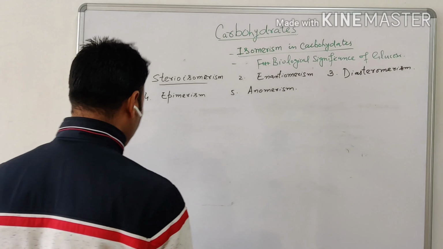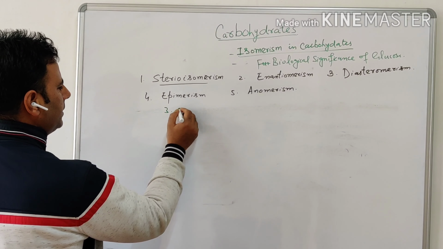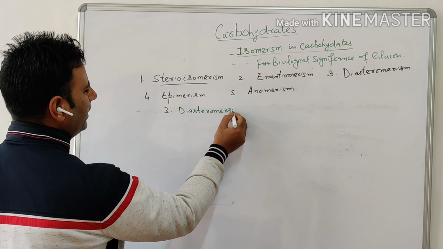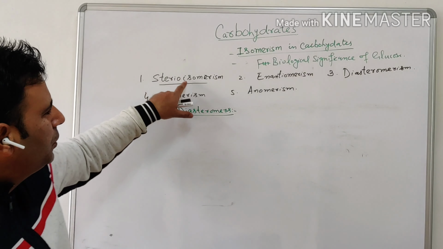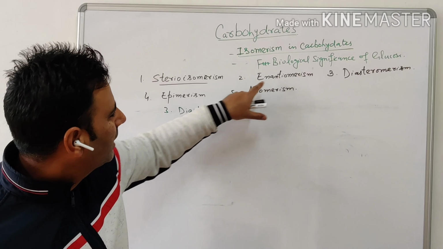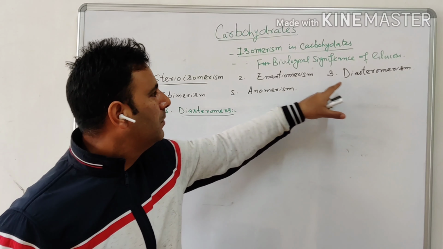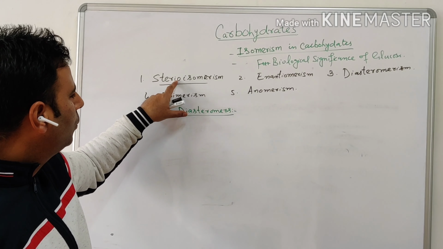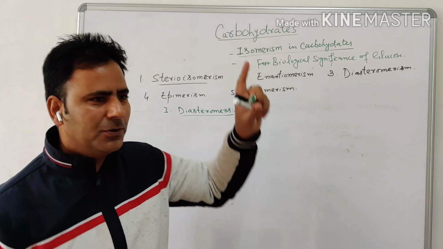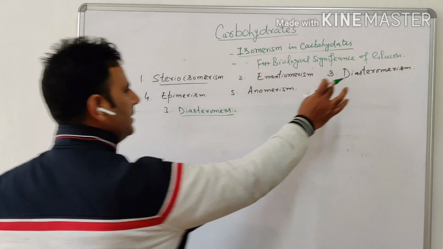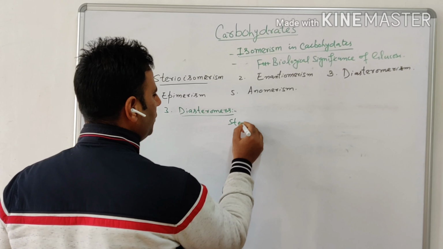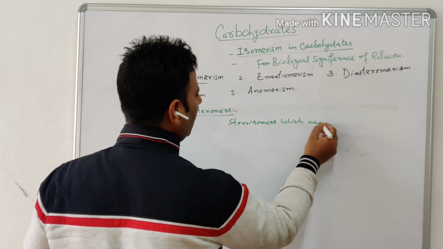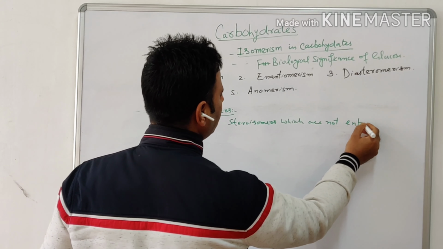Diastereomers. The third type is diastereomers. Again, these are stereoisomers. Enantiomers are also stereoisomers. Diastereomers are also stereoisomers. And diastereomers are those stereoisomers which are not enantiomers.